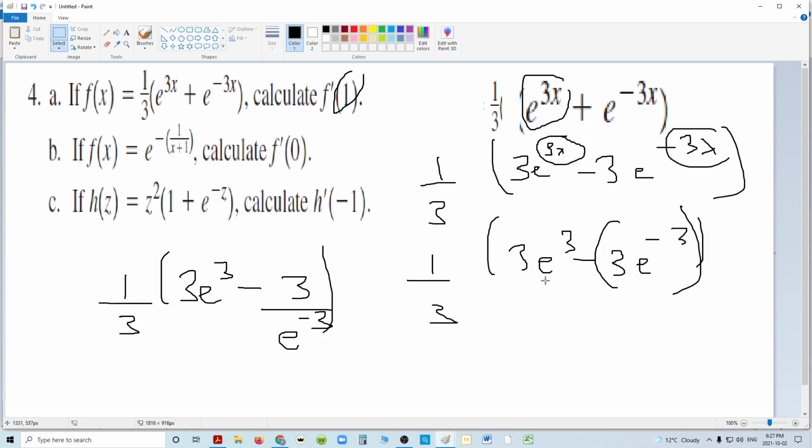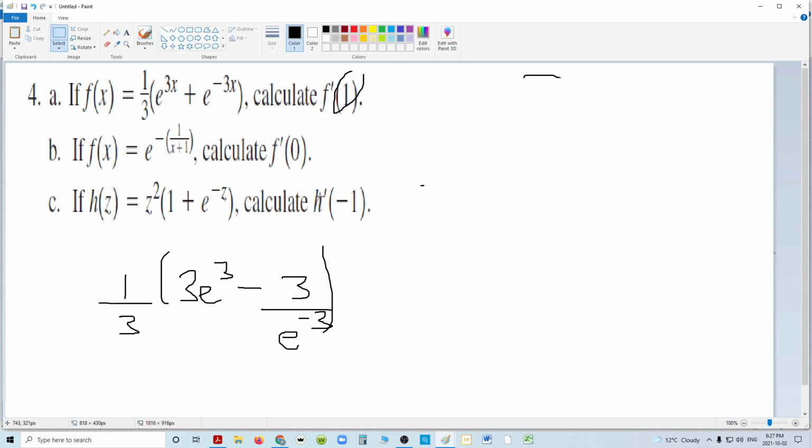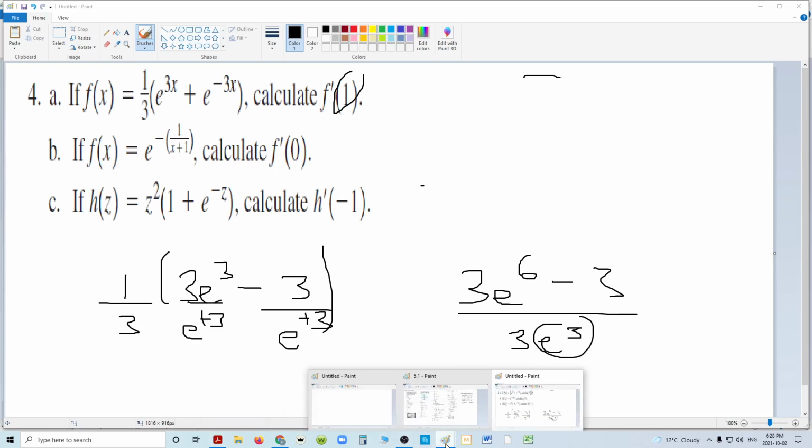And I'm not sure where they're going to stop, if they want me to then resolve for e, or keep it, oh, this becomes a positive 3 now, or keep it like this. I mean, I could put this on the same fraction by multiplying e to the 3 top and bottom, and I'd be left with 3e to the 6 minus 3 all over 3e to the 3. It can go on and on. And it depends if they want me to punch e into my calculator and resolve it or not. Let's see how far they want me to go with it.